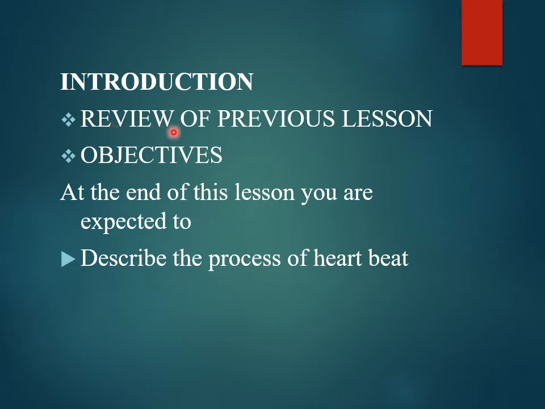Then in our introduction, we'll get the review of our previous lesson. In our previous lesson, we were talking about blood circulation in the heart. We were able to say how blood enters and leaves the heart, calling it a double circulation because blood enters and leaves the heart twice to complete a cycle. We mentioned that oxygenated blood enters the left part of the heart through the left auricle, or call it artery, into the left ventricle. Then from the left ventricle, it is sent out through the semilunar valves to the aorta.